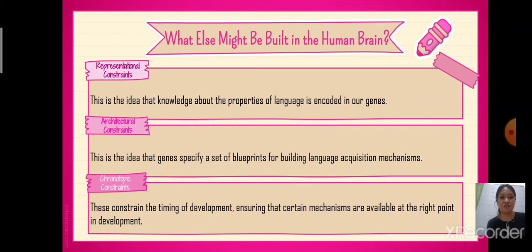Next, chronotopic constraints. These constrain the timing of development, ensuring that certain mechanisms are available at the right point in development. So there are needs at a certain age or stage where a certain mechanism must be developed by the child. Chronotopic constraints make sure that a child develops this kind of mechanism at the right age, or at least the right point.